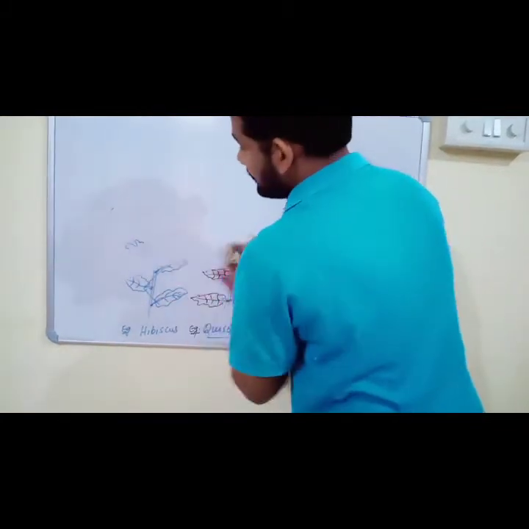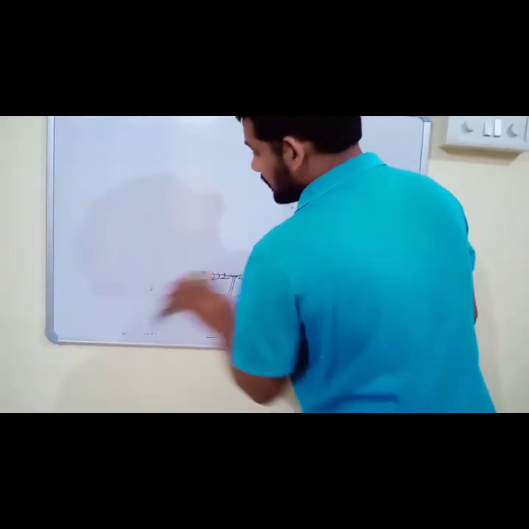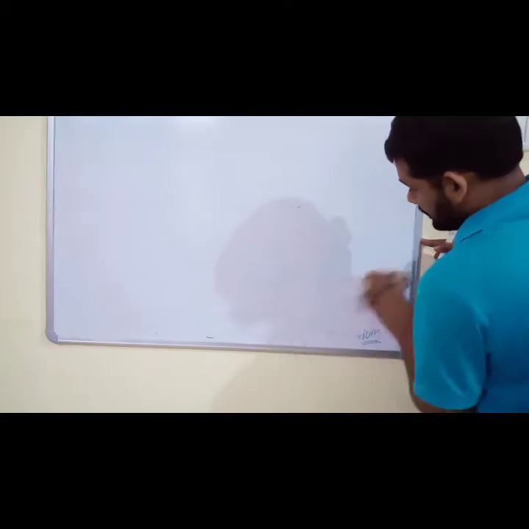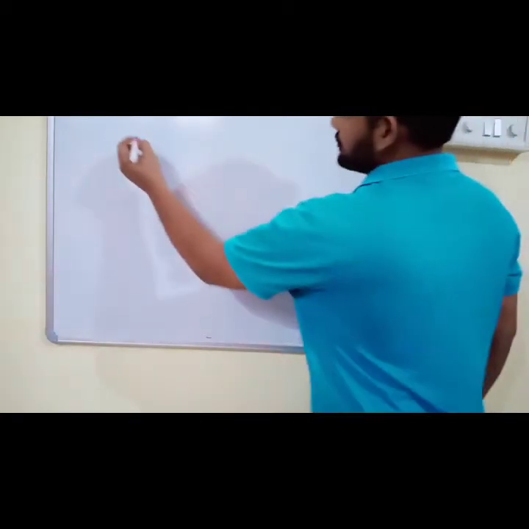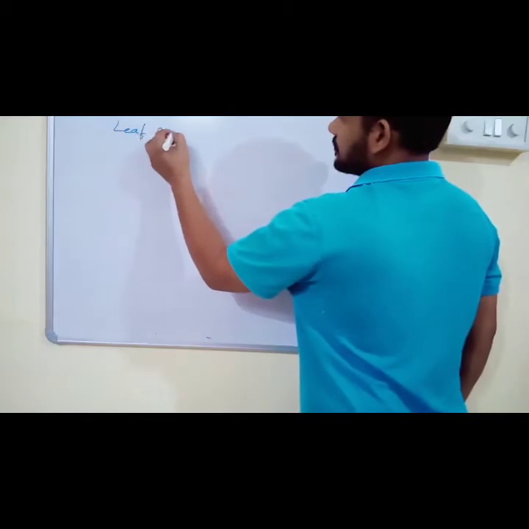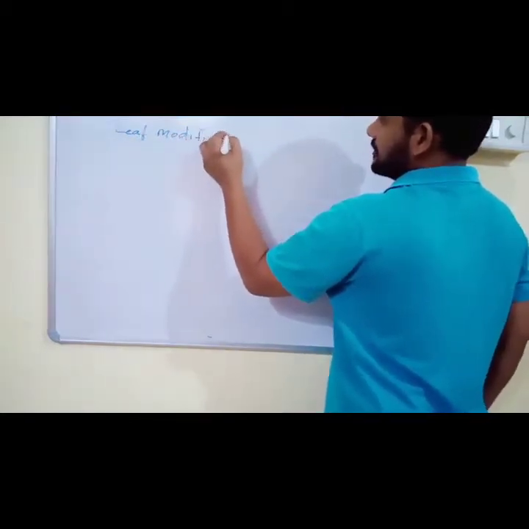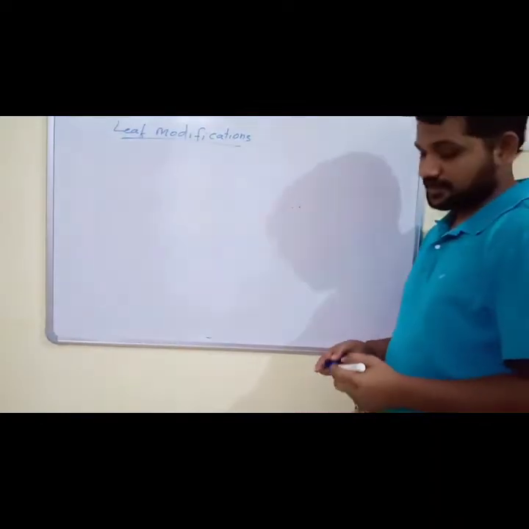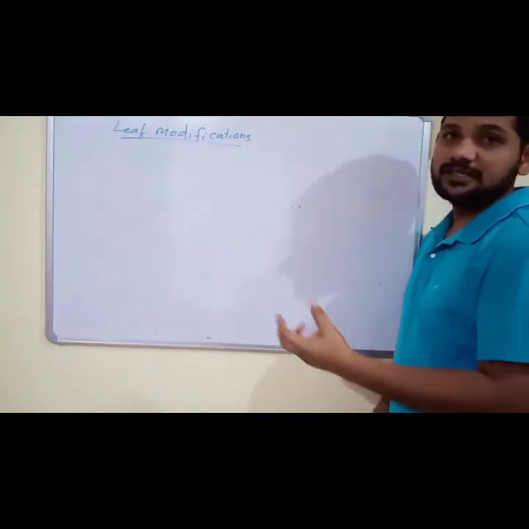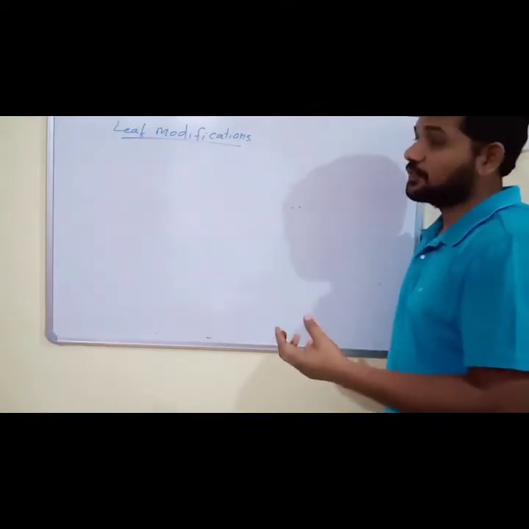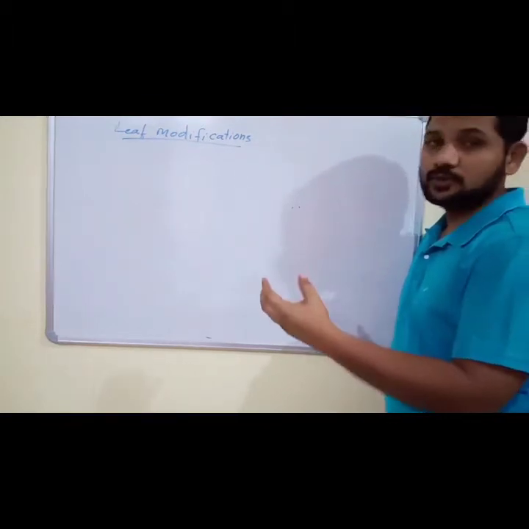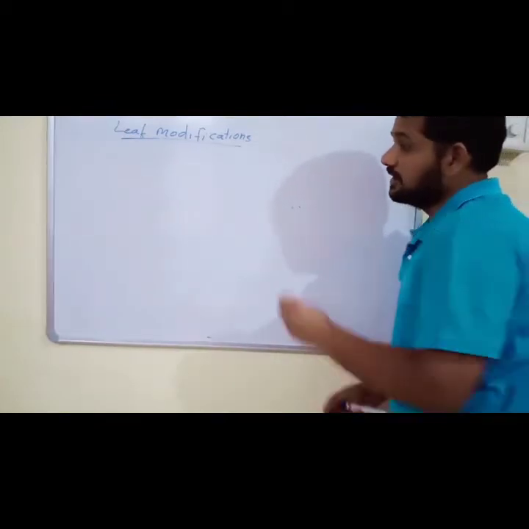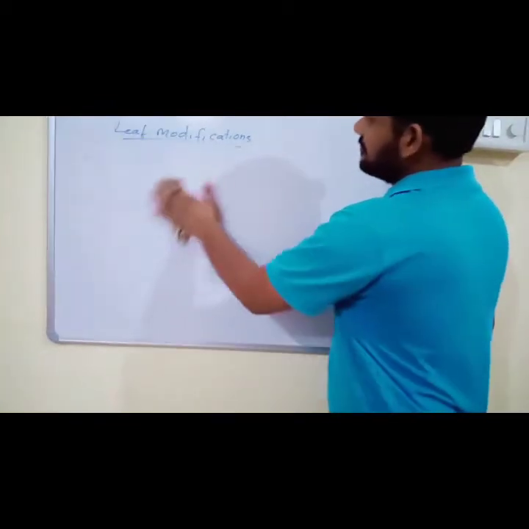And the last topic of leaf, the final vegetative organ, is leaf modifications. In previous videos, we completed the stem modifications and root modifications. So what are modifications? They are the permanent changes in the morphology of root, stem, or leaves, and these modifications allow them to perform various new functions, or adapt to changes in the environment. In leaf modification also the same definition is applicable.